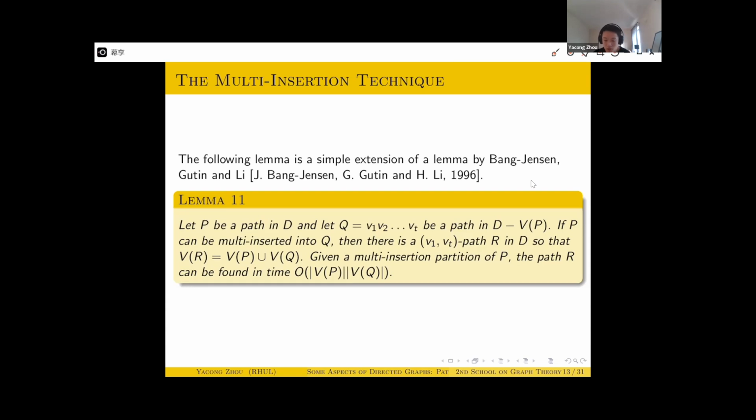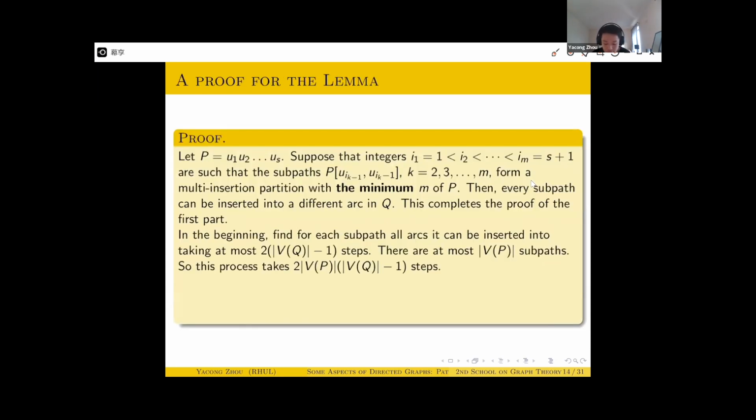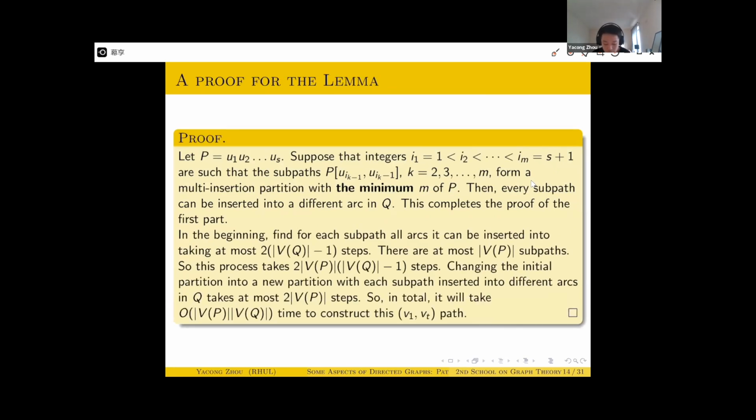And also the proof of the second part, I will leave it to the end of the lecture because it's not that relevant to what I'm going to talk about in the rest of the lecture. So I will show you the proof if I still have time. So let me now skip the proof of the lemma.